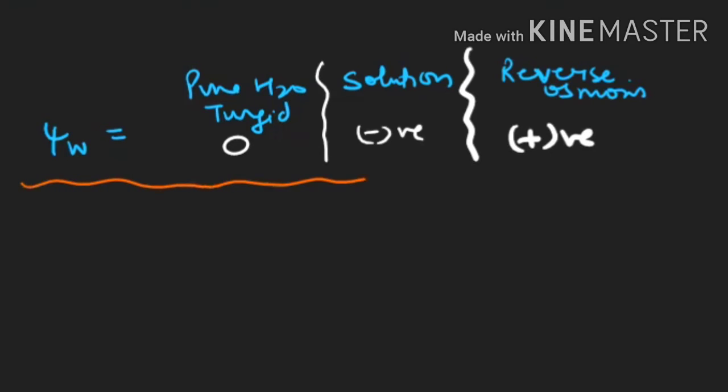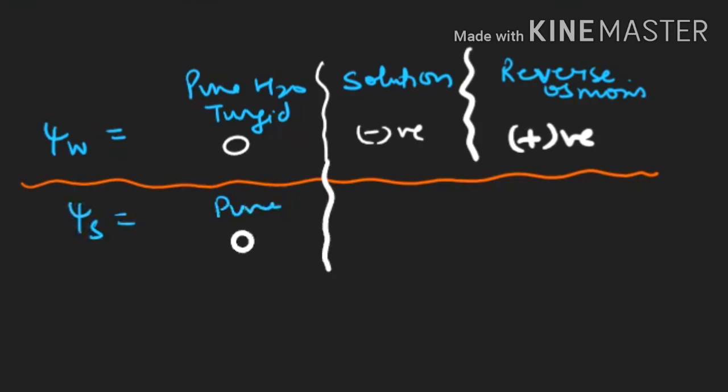Clear? Now, let me give you for the solute potential also. Solute potential. In case of the pure solvent, the value will go 0. In case of the solution, the value will go minus. There is no plus here. Please remember, okay, beta? There will be no plus here, okay?